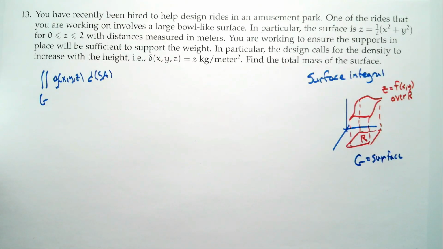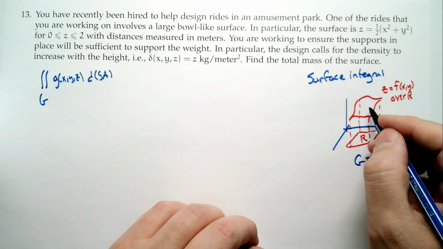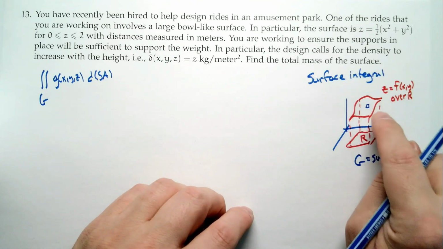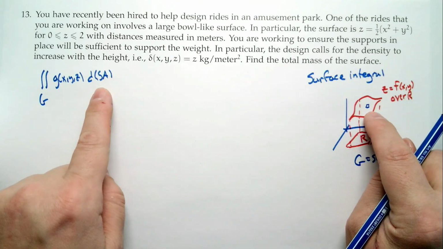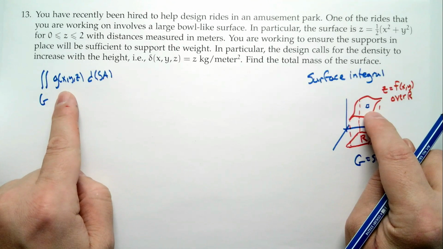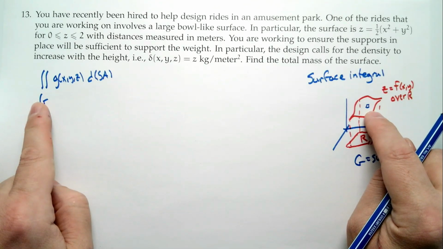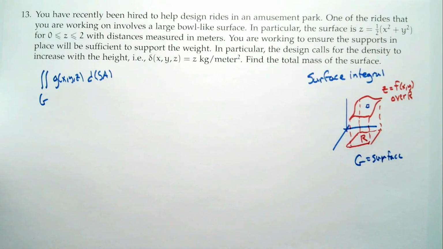So the idea is we take our surface and slice it up into little teeny tiny pieces. There's a little tiny piece of my surface, and the contribution from that piece is g of x, y, z times the little area of that piece. Then I add them all up over all the pieces my surface creates.